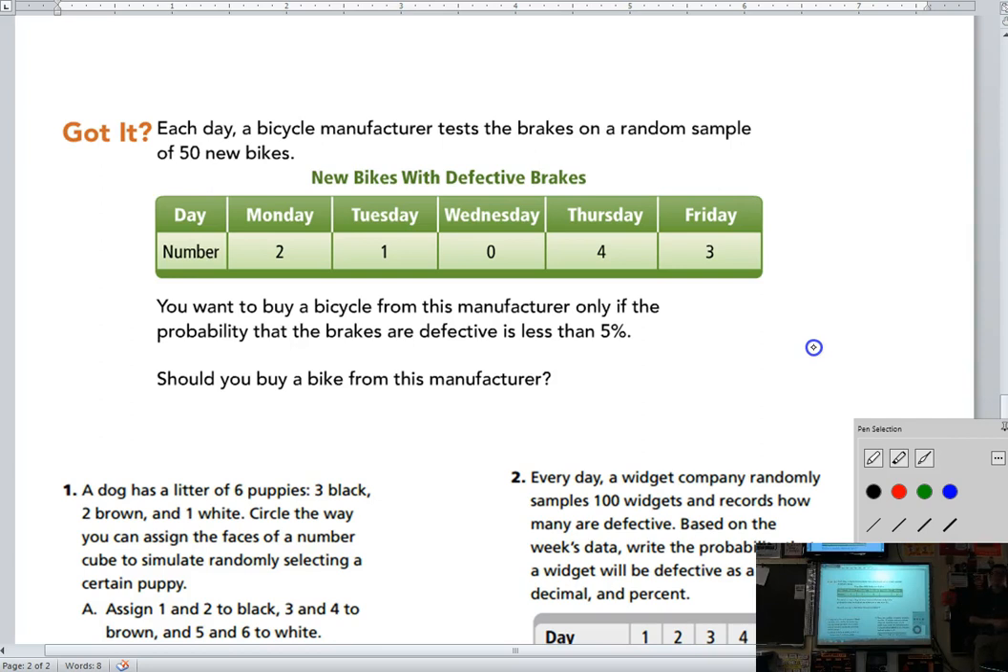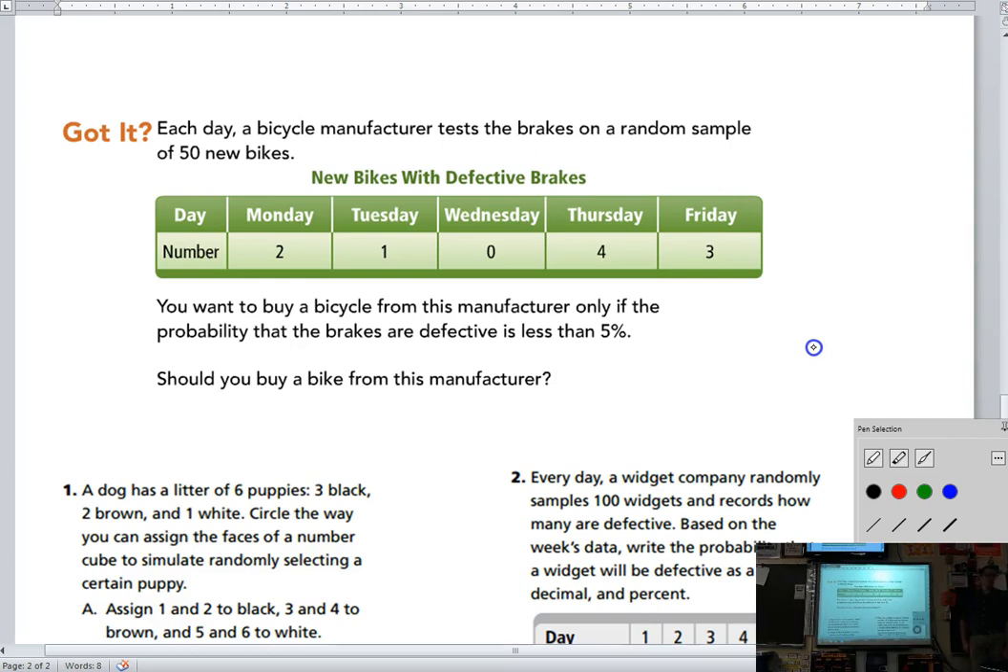All right, try this. Each day, a bicycle manufacturer tests the brakes on a random sample of 50 bikes. If you're making something, you've got to be testing it as it comes off the line, to figure out if you have defects happening. So you want to buy a bike from this manufacturer only if the probability of defect is less than 5%. So look at each of their days.